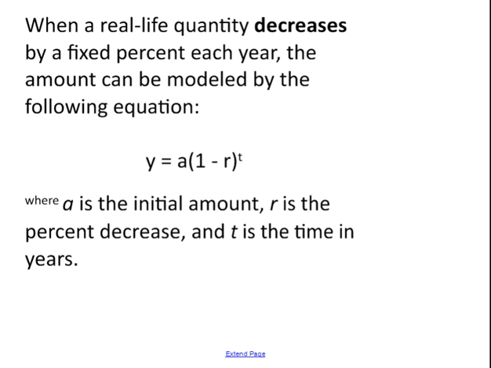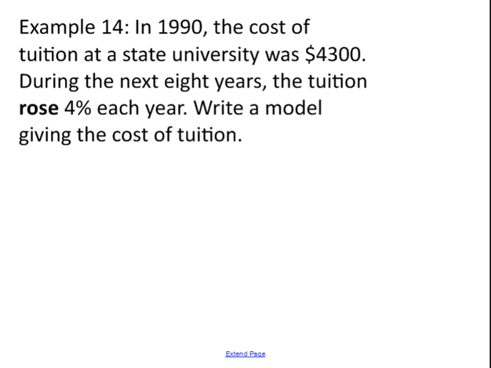Percent decrease is a very similar formula, but instead of 1 plus R, we're going to do 1 minus R. Other than that, everything is exactly the same. In 1990, whenever they give you a year like that, you don't need to worry about it. The cost of tuition at a state university was $4,300. This tells you the initial amount.